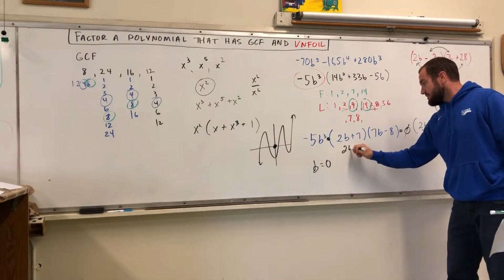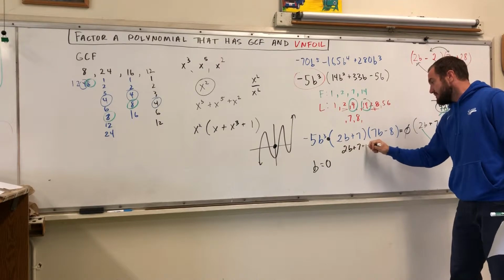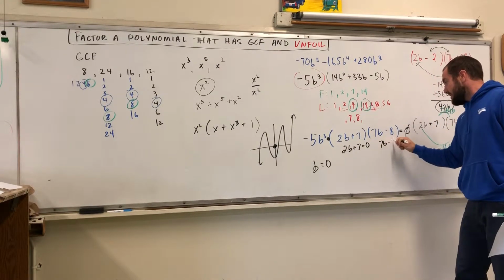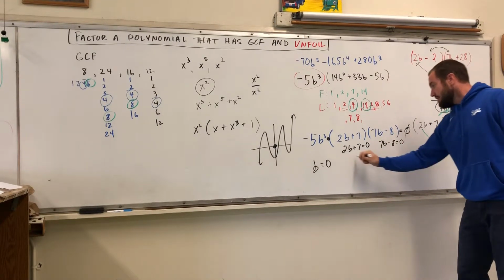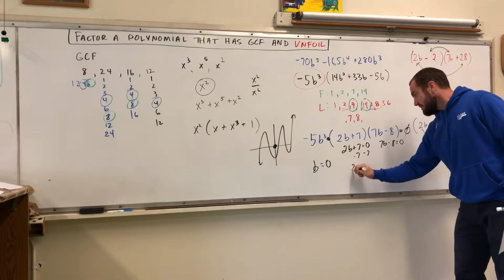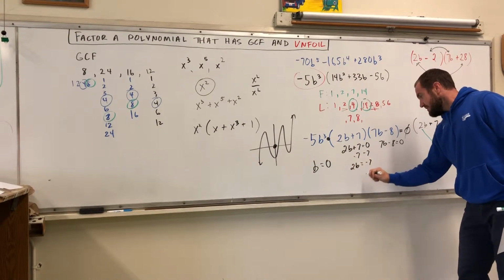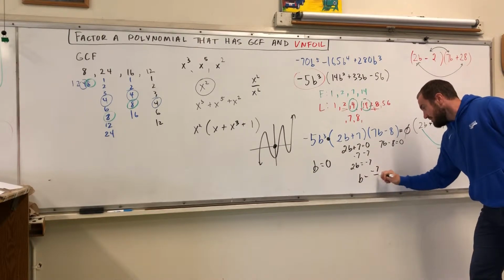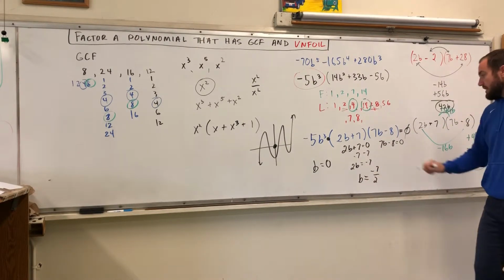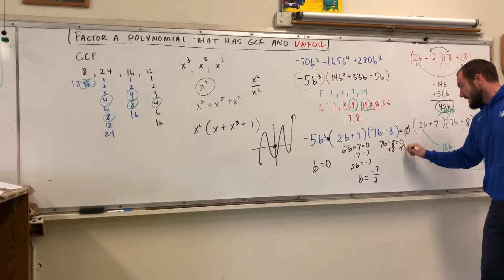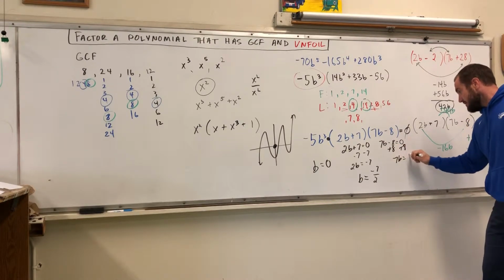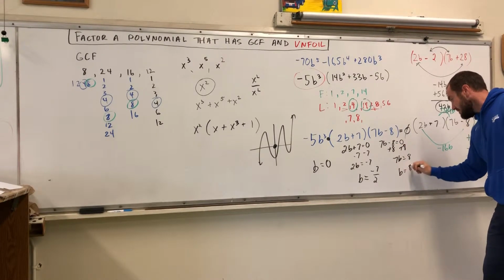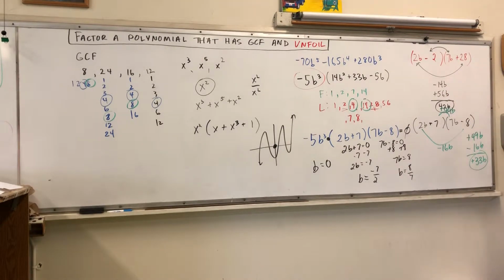Now I want to solve for 0 here. 2b plus 7 is equal to 0. 7b minus 8 is equal to 0. Minus 7, 2b is equal to negative 7. One of my zeros is in fact negative 7 over 2. And then add 8, 7b is equal to 8. One of my zeros is 8 over 7.